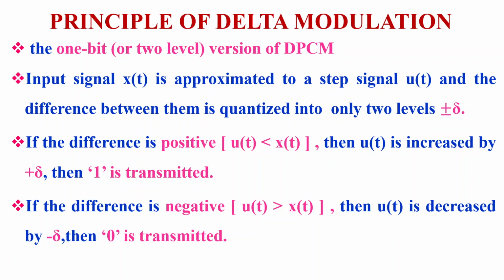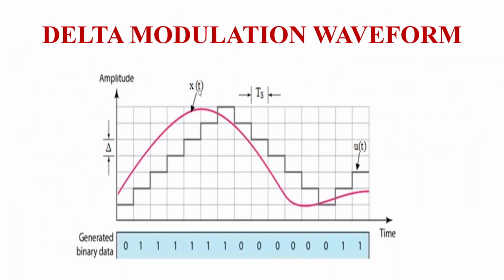How it gets a plus delta value or minus delta: it compares the incoming signal with the step staircase approximated value. If the approximated value is less than the original value, then it will increase by plus delta and bit 1 is transmitted. If the approximated value is greater than the incoming input message signal, then it will decrease the step signal by minus delta and 0 is transmitted. Here the step size is fixed.